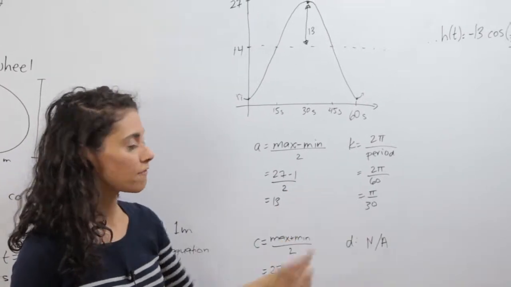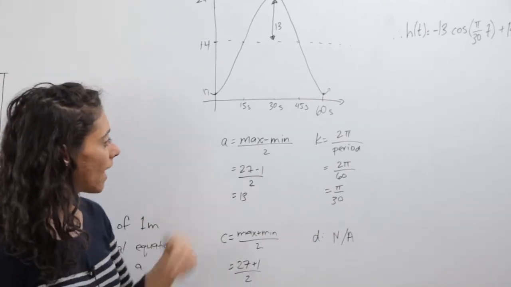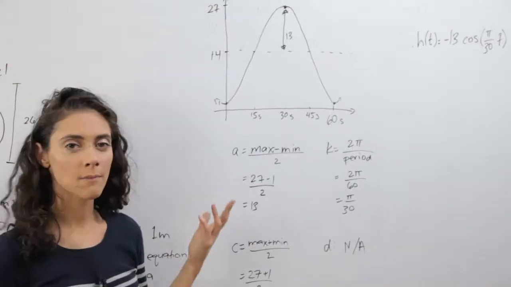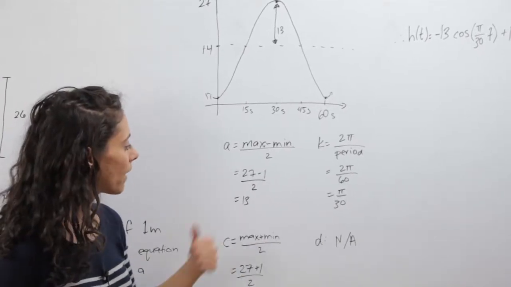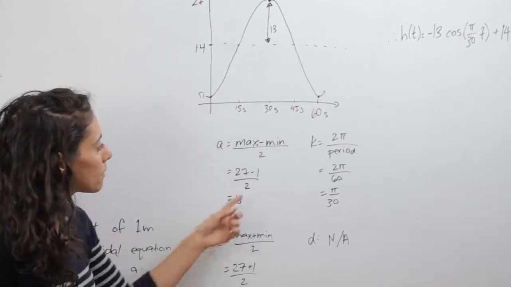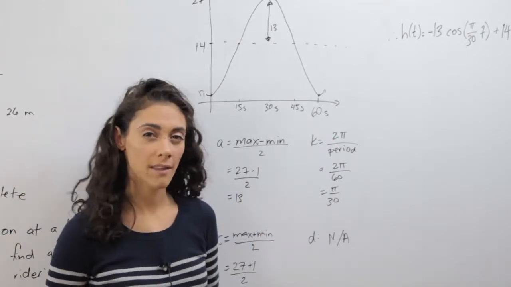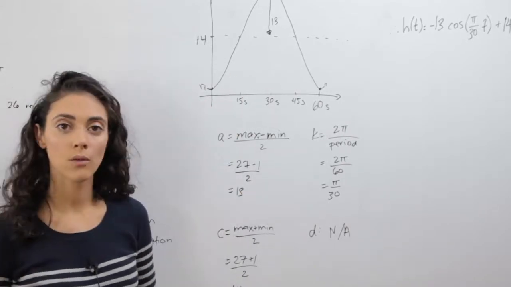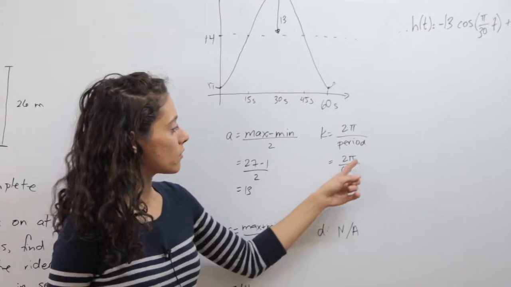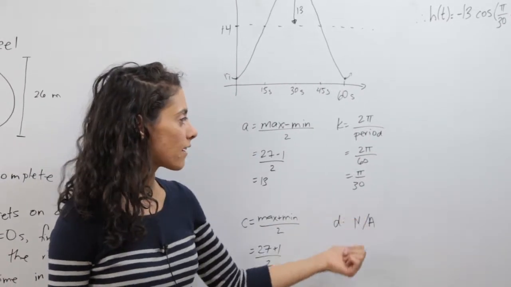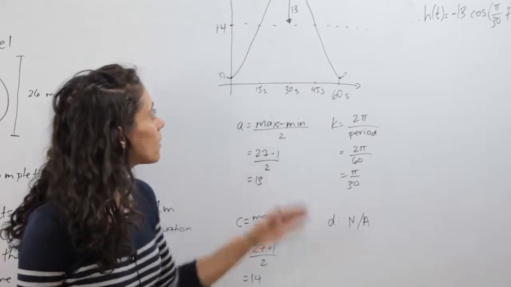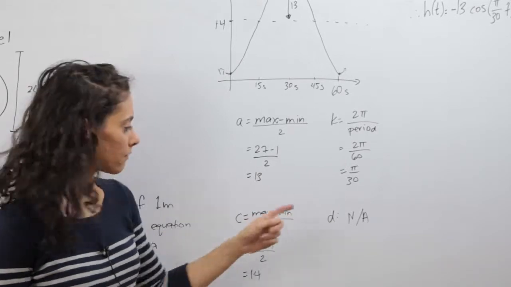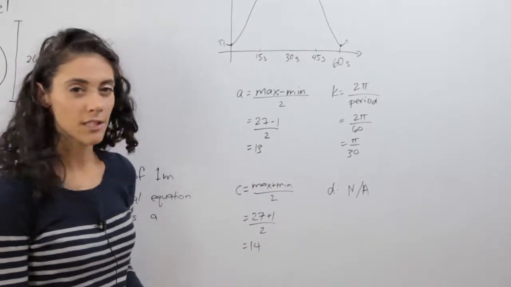So I've calculated the important values I need to find here. A, or my amplitude, is given by the maximum minus the minimum divided by 2. My maximum value is 27, my minimum value is 1. We find that your amplitude is 13. To find the k value, we use this property. k is equal to 2 pi divided by the period of your function. We said that it takes 60 seconds to complete 1 full revolution. So k is equal to 2 pi divided by 60, and simplifying, k is equal to pi over 30. To find c, or the middle of our graph, the axis, we take the maximum value plus the minimum value divided by 2. Simplifying that, it's 14.